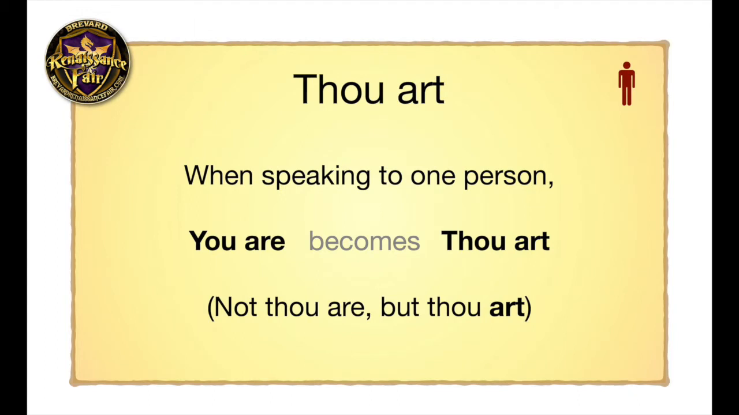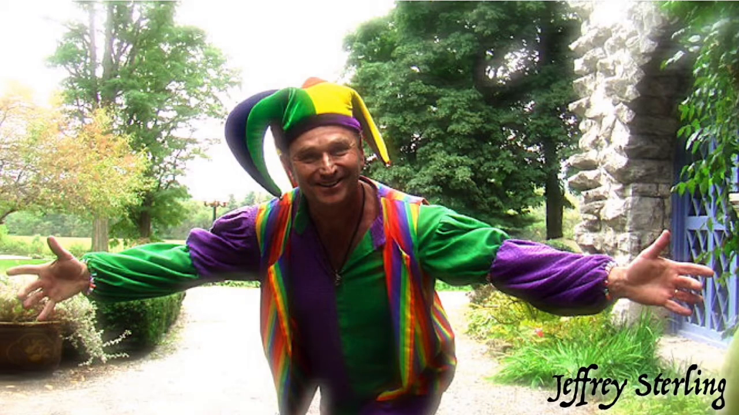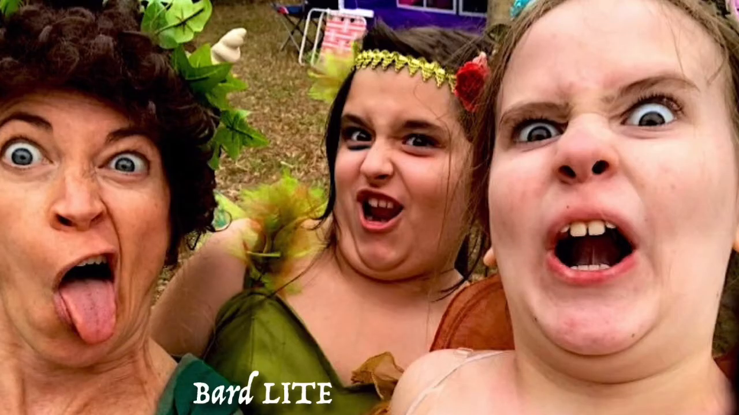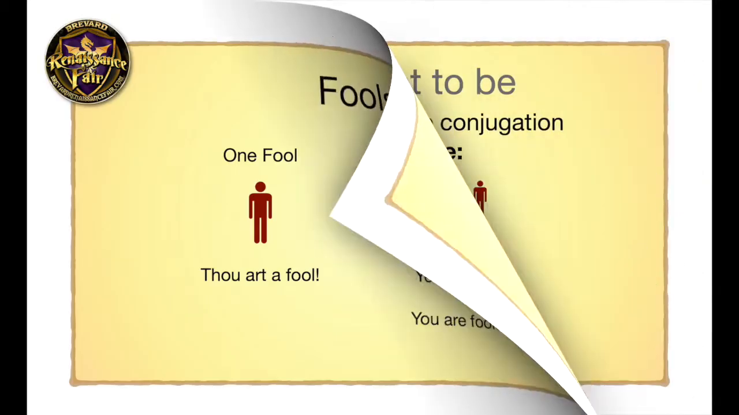When speaking to one person, you are becomes thou art. Not thou are, but thou art. You are, thou art. Fools. To one fool, we say, thou art a fool. To a pack of fools, we say, ye are fools all, or you are fools all.